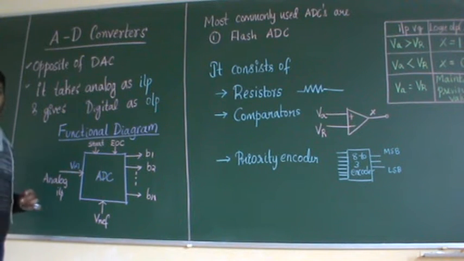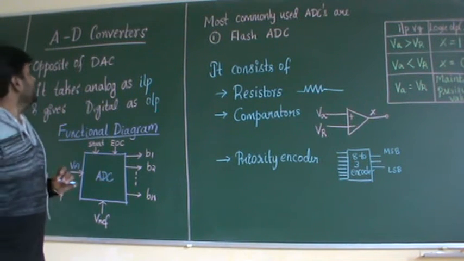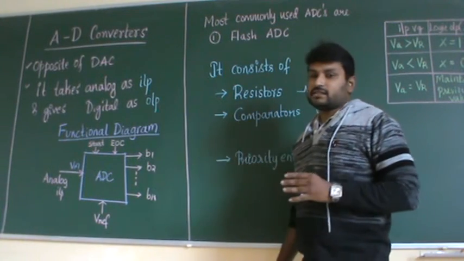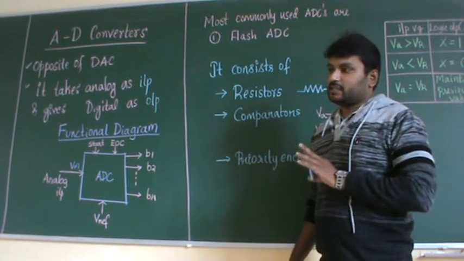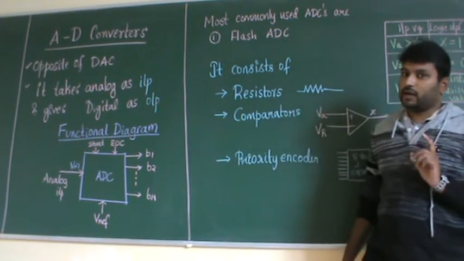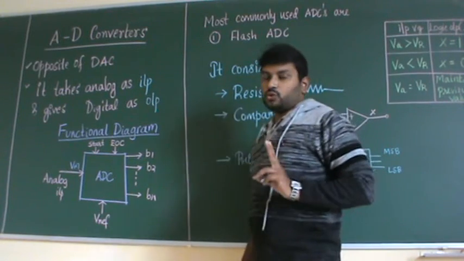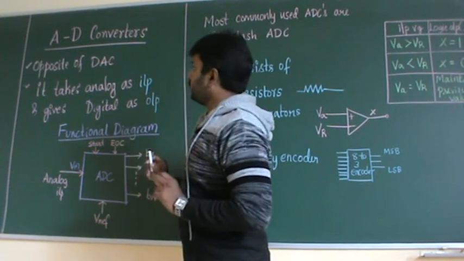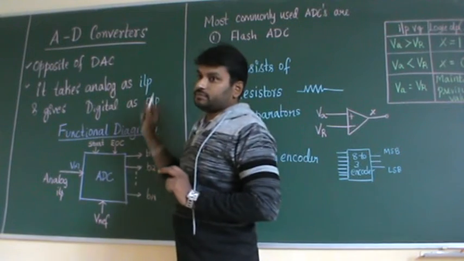So in the previous class we have understood what is meant by DAC, right? In the DAC there are two types, that is binary weighted resistor DAC as well as a 2R ladder DAC. So those two types are done, right? So in today's class we will try to understand what is meant by ADC.